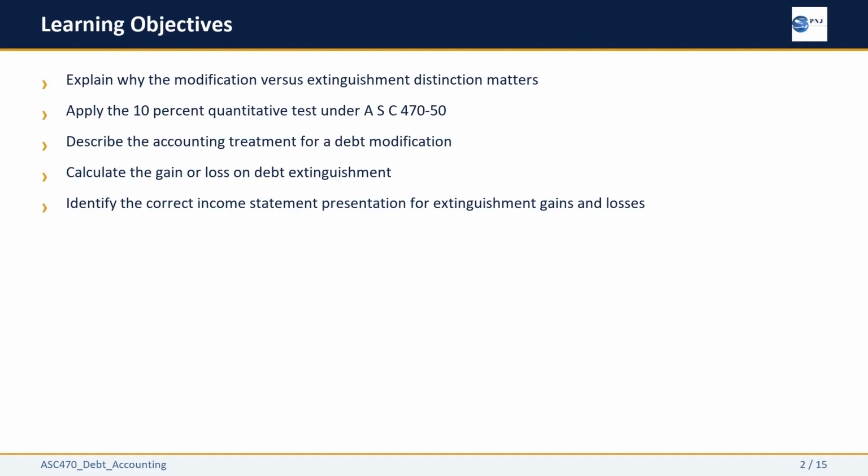By the end of this section, you will be able to explain why it matters whether a debt change is classified as a modification or an extinguishment. Apply the 10% test step by step. Account for fees correctly under each outcome. Calculate a gain or loss on extinguishment, and present that gain or loss correctly on the income statement. These are practical skills you will use every time your organization renegotiates or retires debt early.